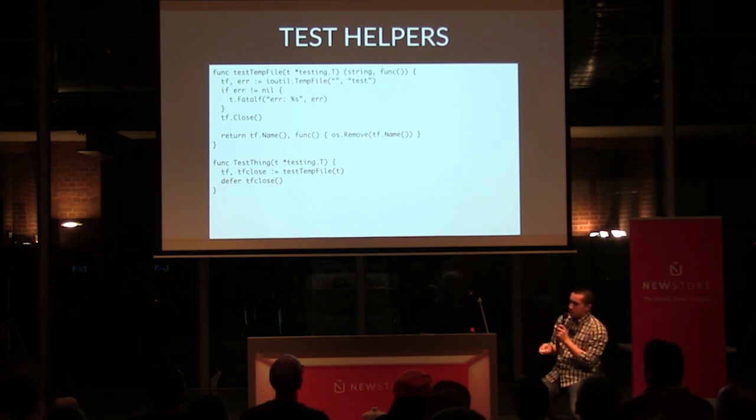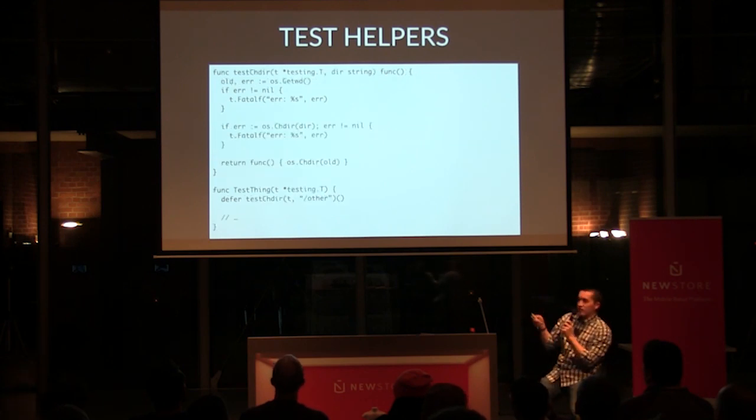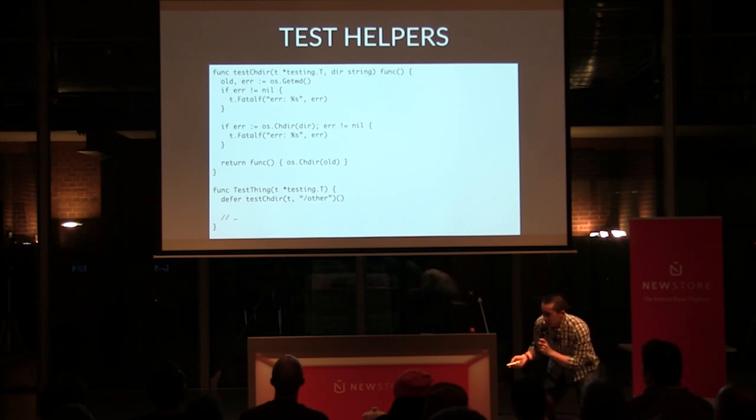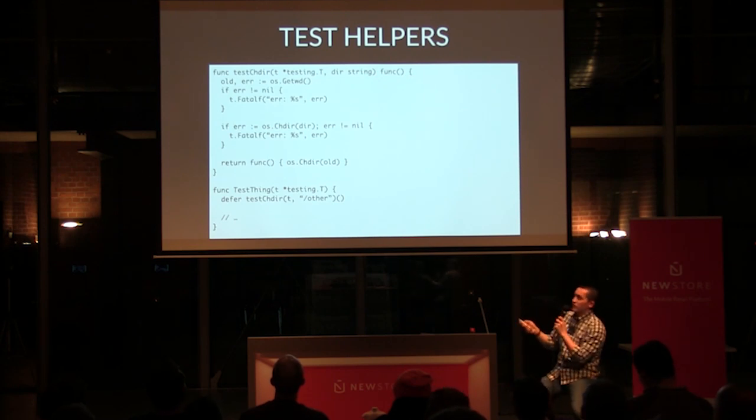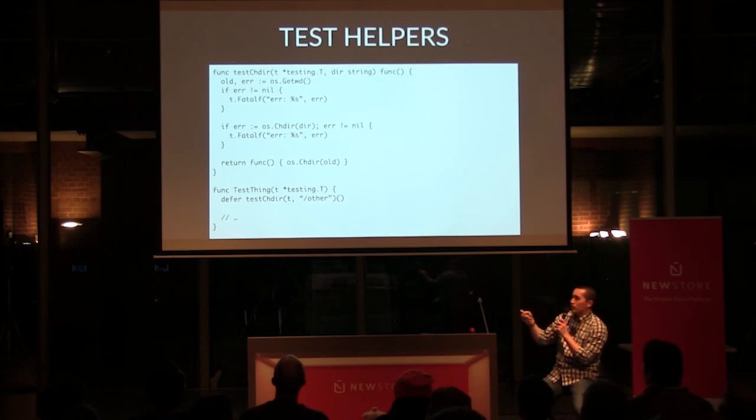This gets even better if you don't have to actually return a value, if you're doing something for the purpose of a side effect. So this is a real helper that's in most of our projects, test.Chdir, which changes the directory for the duration of the test. And this just returns a func, so it changes the directory, and then the cleanup is to change back to the old one, so we go back to a clean state.